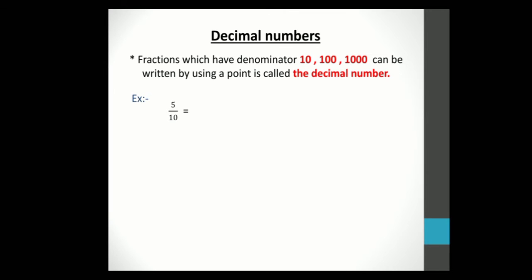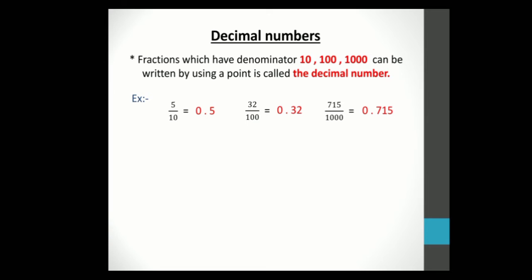For example, if I have 5 over 10, now it's a fraction with denominator 10, so I can write this as 0.5. 32 over 100, I can write this number as 0.32 because the denominator here is 100. And 715 over 1000 can be written in the form of 0.715.